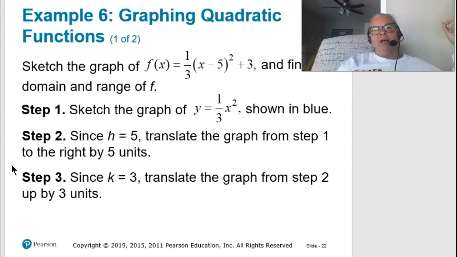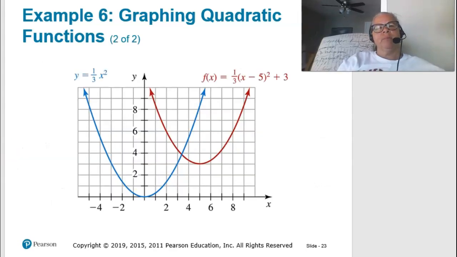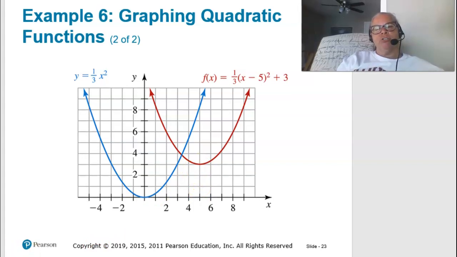h is equal to 5, so we know that we're going to move it to the right 5, and k is 3, so we are going to move it up 3. So look at our original blue graph. We then take this blue graph and we shift it to the right 5 and up 3, but we do not change the width. That allows us to make sure that we're keeping the same width and we're just shifting or translating. That is important as we go forward.